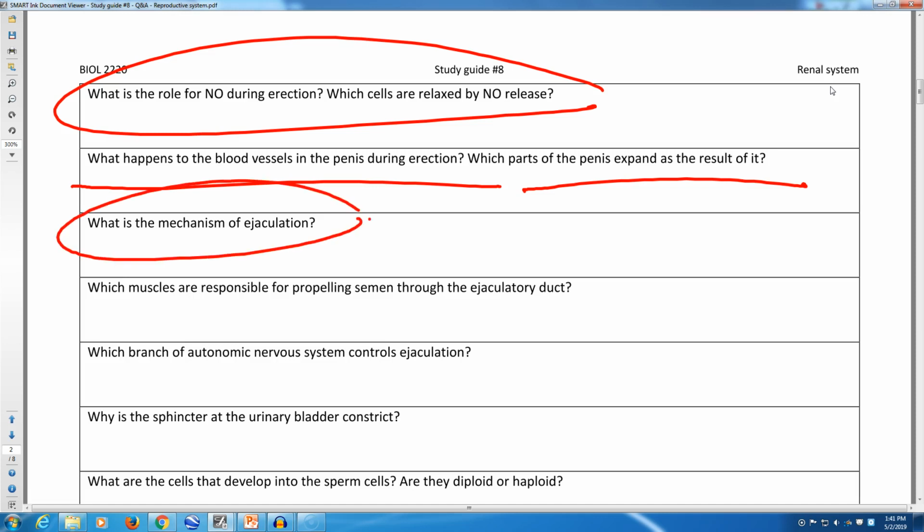Mechanism of ejaculation. Smooth muscles that surround the ejaculatory duct propel semen through the ejaculatory duct. The branch that controls the ejaculation is sympathetic. Sphincter at the urinary bladder constricts to prevent sperm from going into the bladder.